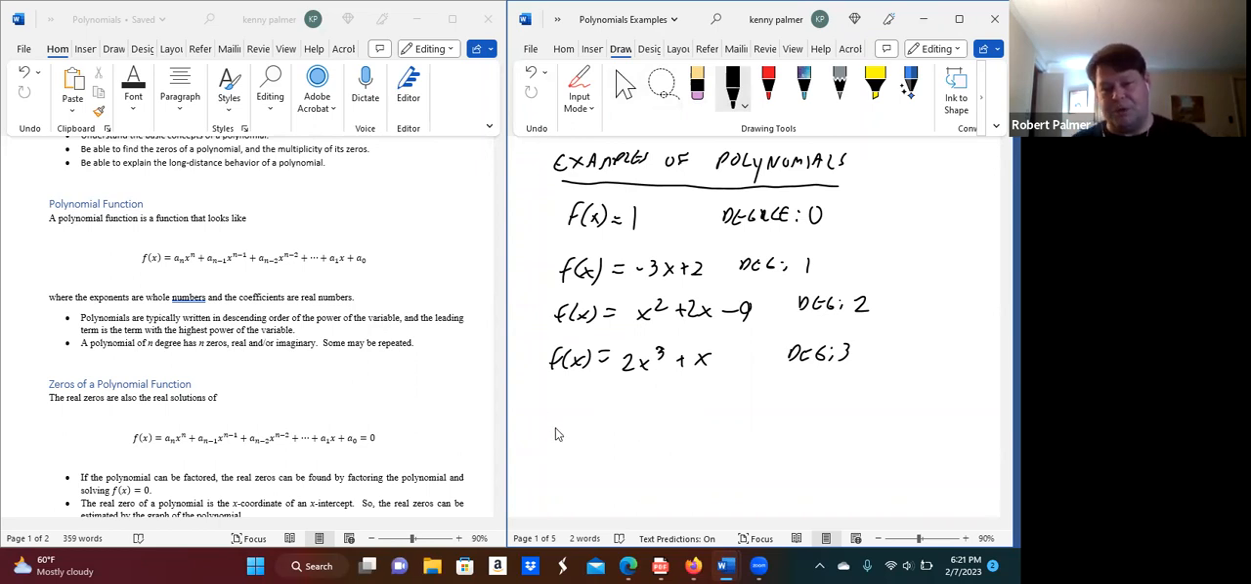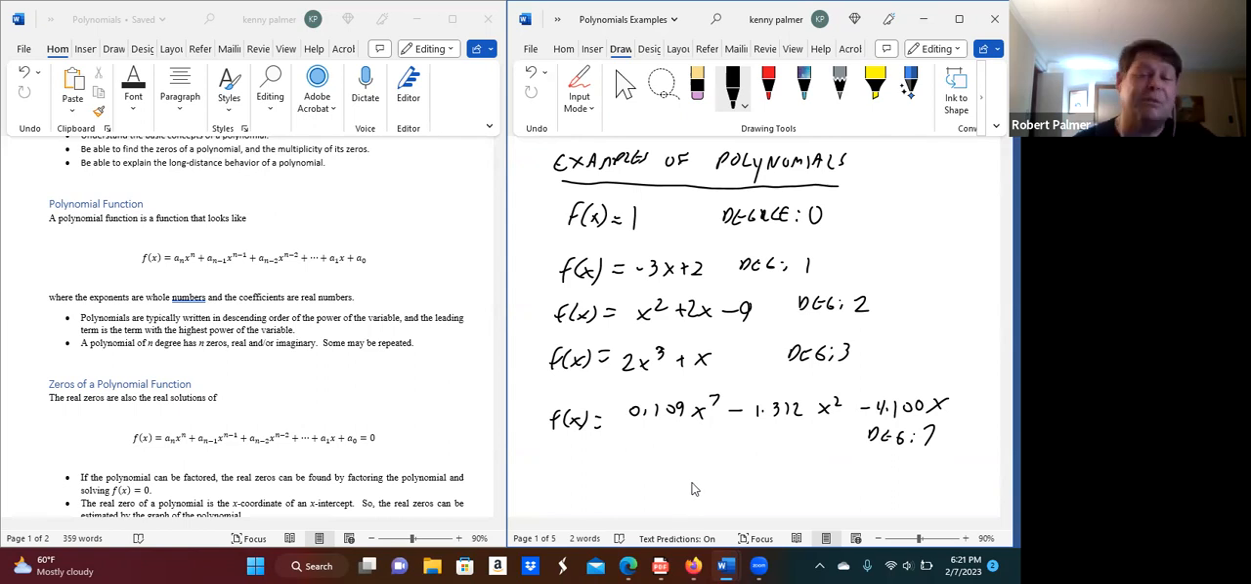Let me do one more. So let me just do one. We'll see with decimals, so 0.109x to the 7th minus 1.312x squared minus 4.100x. Okay, that would be a degree 7 polynomial. And this is the leading term.